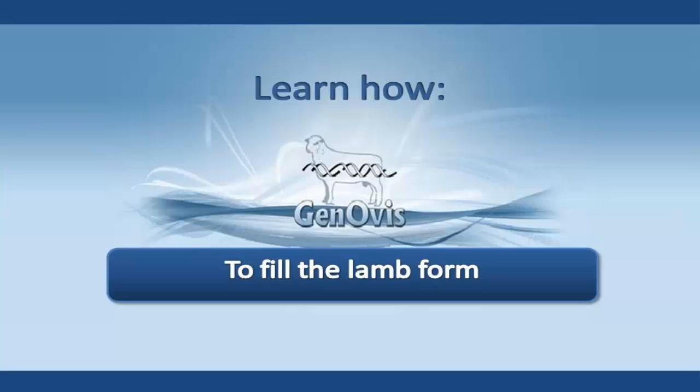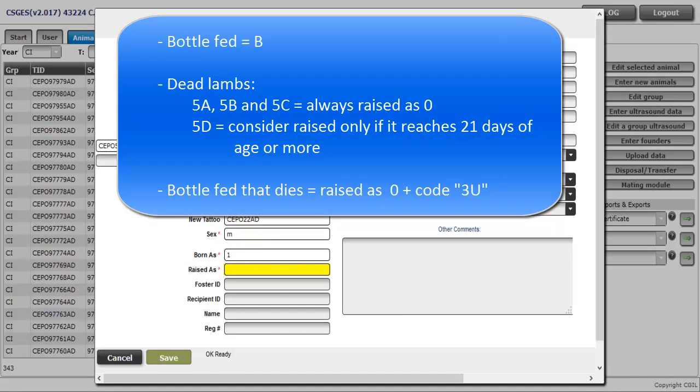She could have only had a single but raised twins. Refer to the video How to Fill a Lamb form for more details. If the lamb has been bottle fed, a B is placed in this field. A dead lamb is always raised as 0 if it is 5A, 5B, or 5C.